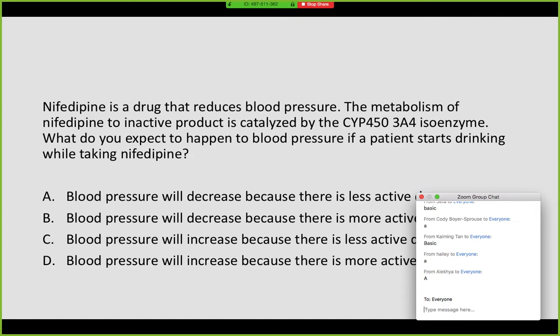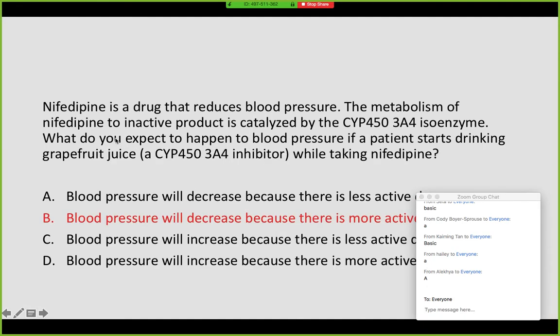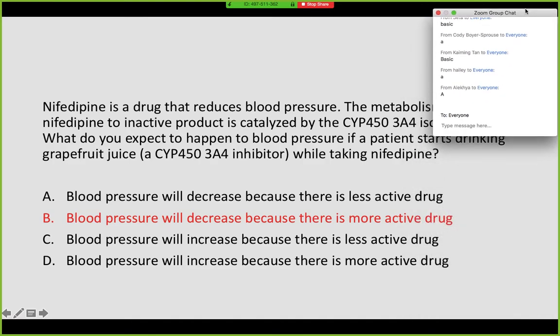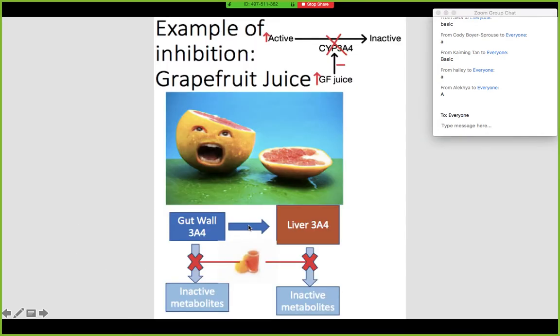Sorry, I just realized I didn't include everything that should have been in this question. Okay, so I'm going to skip ahead here. So I edited this question to say if the patient starts drinking grapefruit juice, which is a CYP3A4 inhibitor, while taking nifedipine. So I'll just give this one to you. So the blood pressure is going to decrease because there's more active drug.